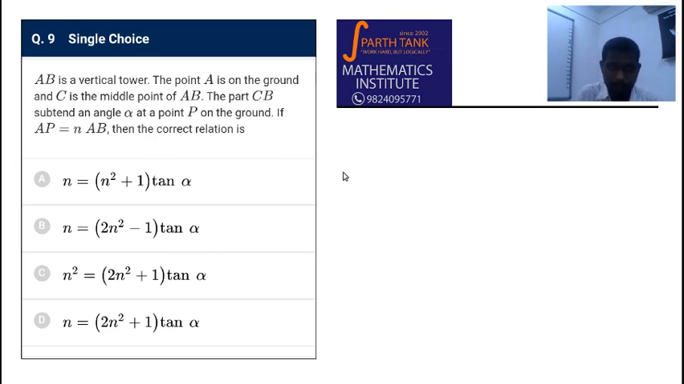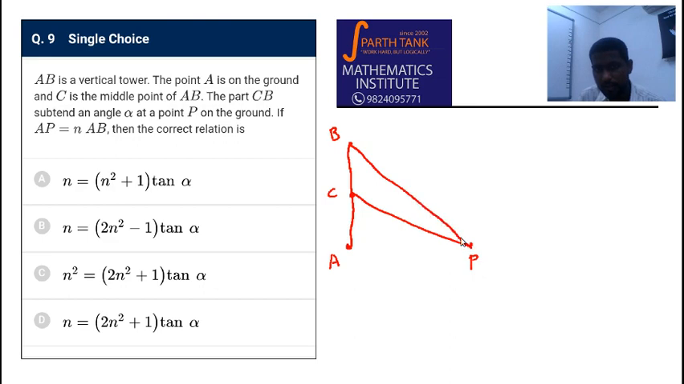AB is a vertical tower. The point A is on the ground. C is the midpoint of AB. So C divides AB in 2. The part CB subtends an angle alpha at a point P on the ground. So there's another point P such that this segment CB subtends an angle alpha. It is given that AP is equal to n times AB, then the correct relation between n and alpha is.